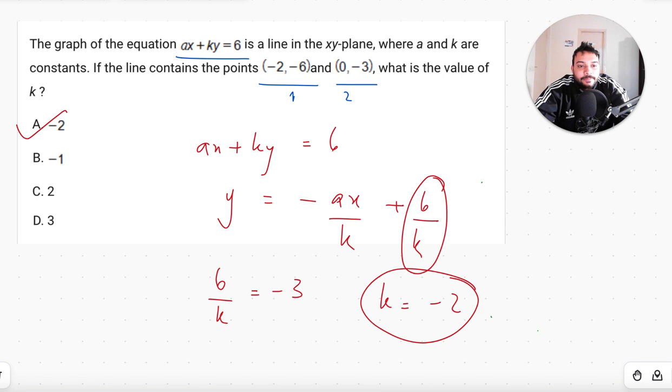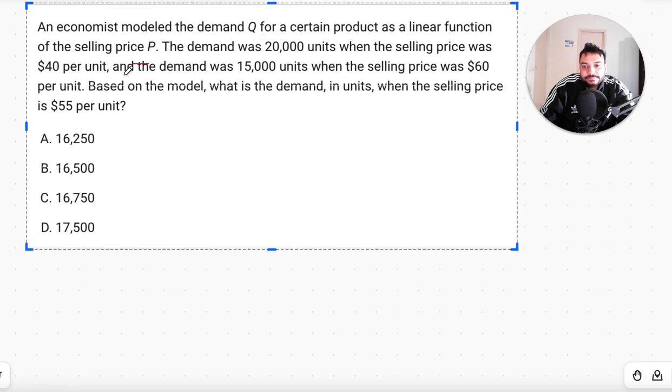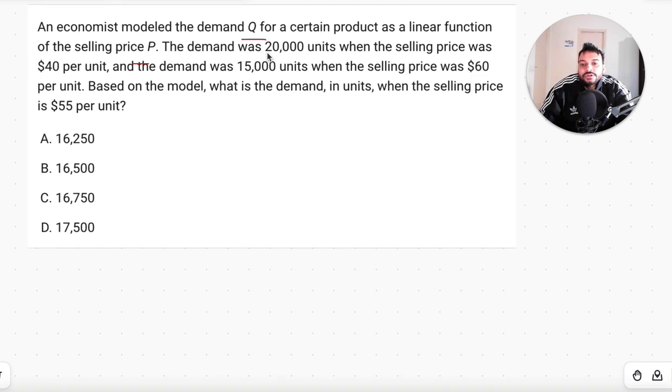Okay, let's check another question. When you read this question, that's where you need to take cues as to whether you should use DESMOS or not. So let's see. An economist modeled the demand Q for a certain product as a linear function of the selling price P. These are the two quantities. The demand was 20,000 units when the selling price was $40 per unit, and the demand was 15,000 units when the selling price was $60 per unit. Based on the model, it's a linear function model that's mentioned already. What is the demand in units when the selling price is $55 per unit?